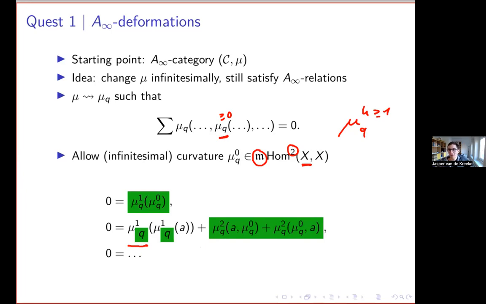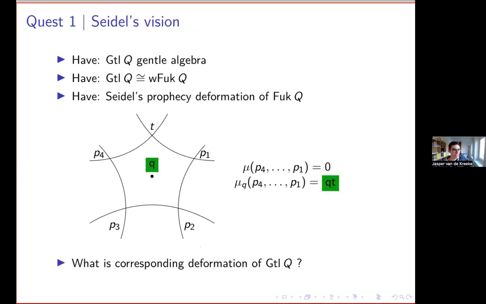So yeah, I think with this in mind, I can already start sketching how we want to make true Seidel's vision. So Seidel's vision was that you have Fukaya categories and you can deform them by working relative to a divisor. And we've already seen that in the case of punctured surfaces, the gentle algebra GTLQ is a nice model for the Raf-Fukaya category. So the question is, okay, can we transport this deformation from the Fukaya category to the gentle algebra?